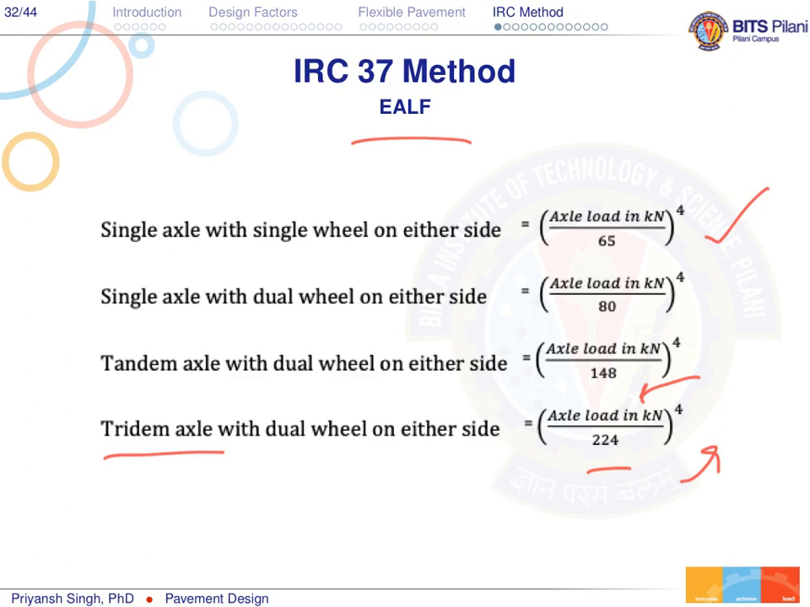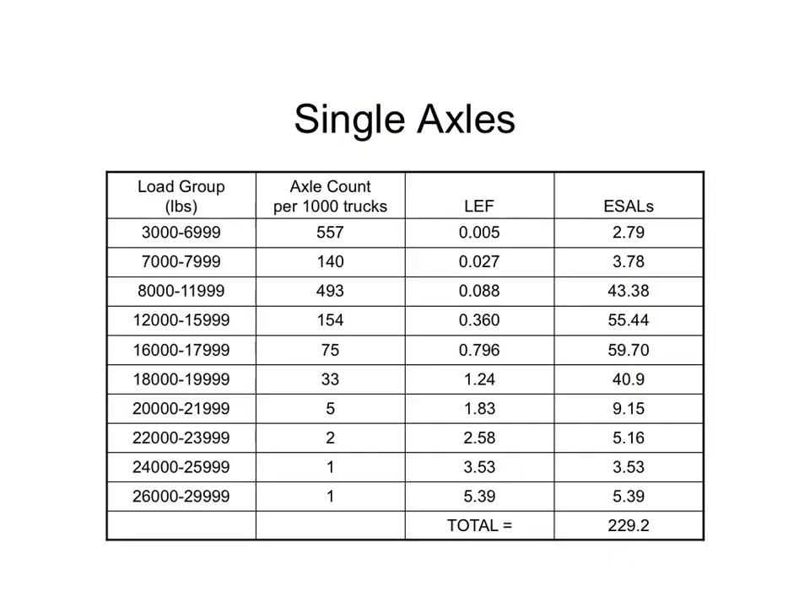Now you have the equivalent axle load factor, which, when multiplied by the number of passes of the respective class of vehicle, will convert it to the number of passes of standard axle load. So if you have three different classes of vehicle, you will have three EALF values to convert these vehicles into equivalent standard axles. Let's try to understand this conversion of vehicles into a standard axle load by an example.